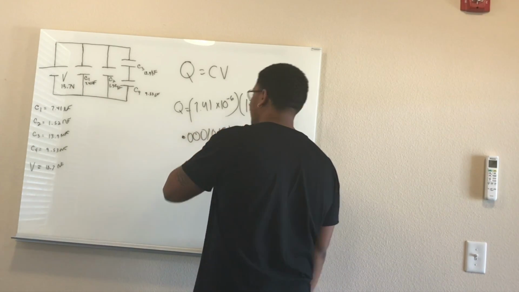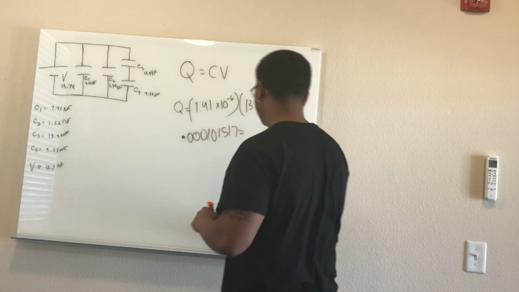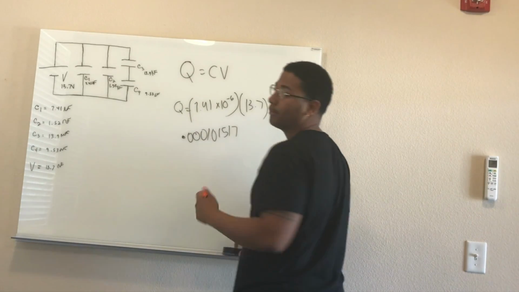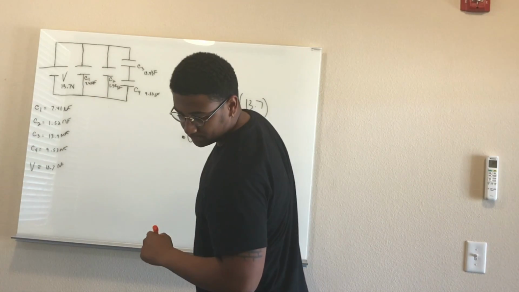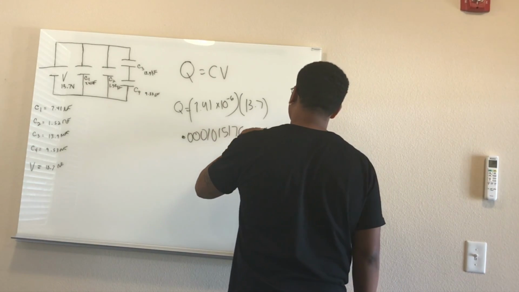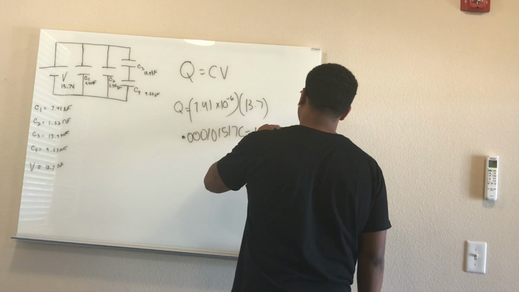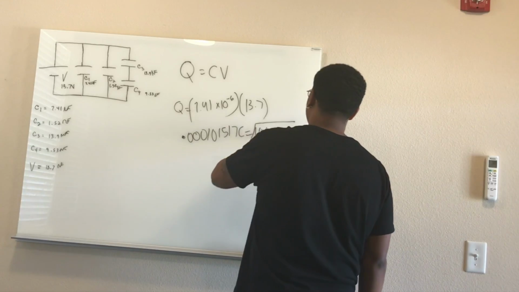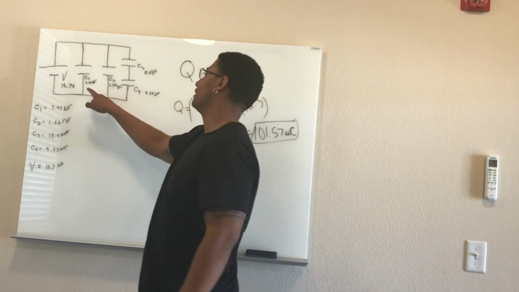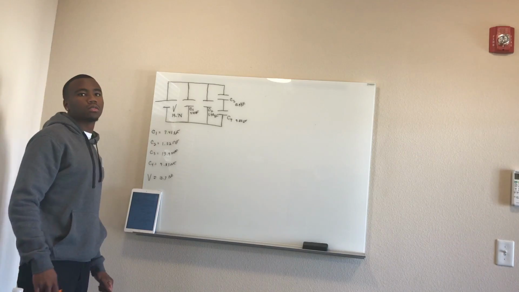1.17. But this is in coulombs, so we have to convert it to microcoulombs. So it would equal 101.57 microcoulombs. That is what your answer would be for the capacitor to the left, capacitor 1.